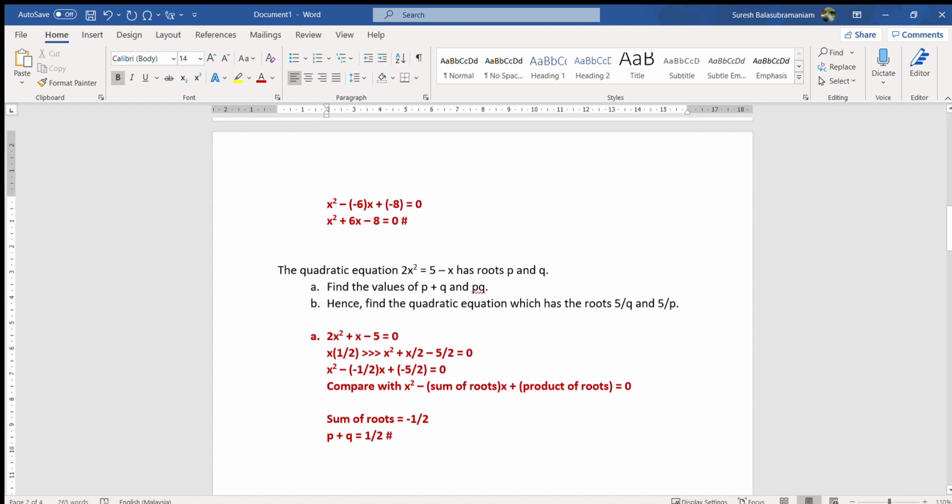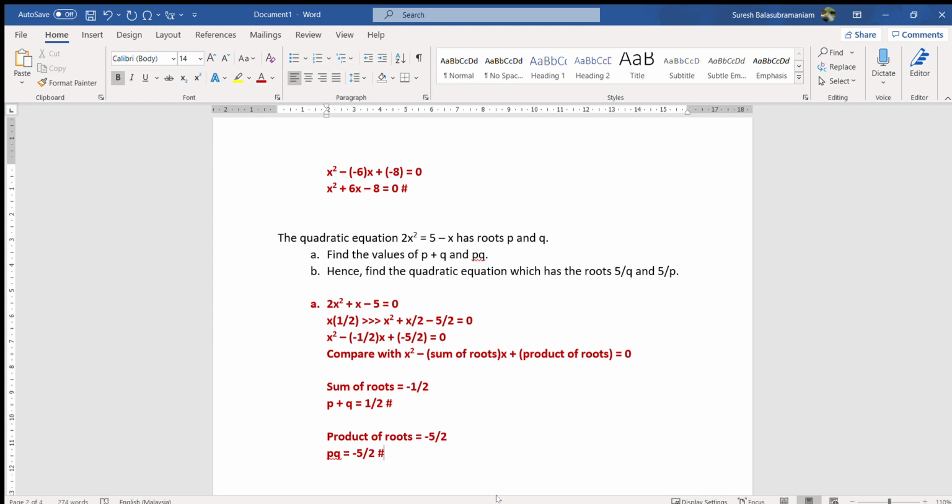Now I can do the same for product of roots. Product of roots is this part, negative 5 over 2, and product of roots is pq equals to negative 5 over 2. That answers the second part of the question. Moving on to answer question B.